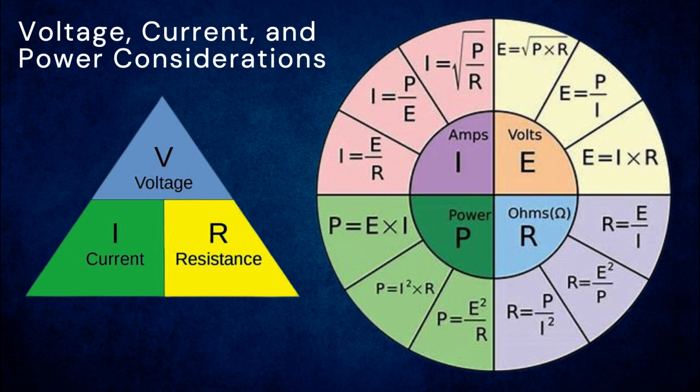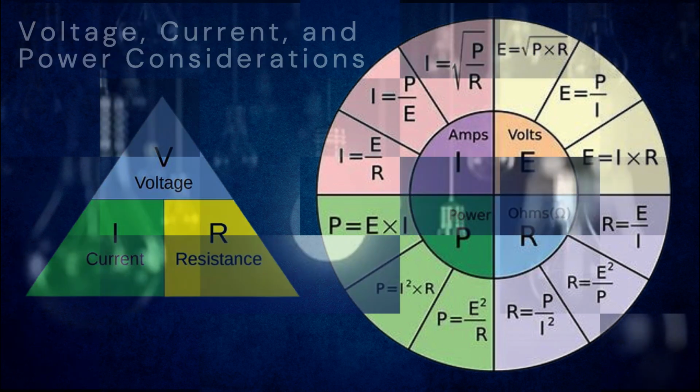In summary, voltage, current, and power considerations form the core of branch circuit calculations. These parameters influence every aspect of electrical design, from determining conductor size and load distribution to selecting appropriate overcurrent protection devices. A thorough grasp of the relationships between voltage, current, and power enables electrical engineers and designers to create safe, efficient, and reliable systems that meet the energy needs of today's interconnected world.